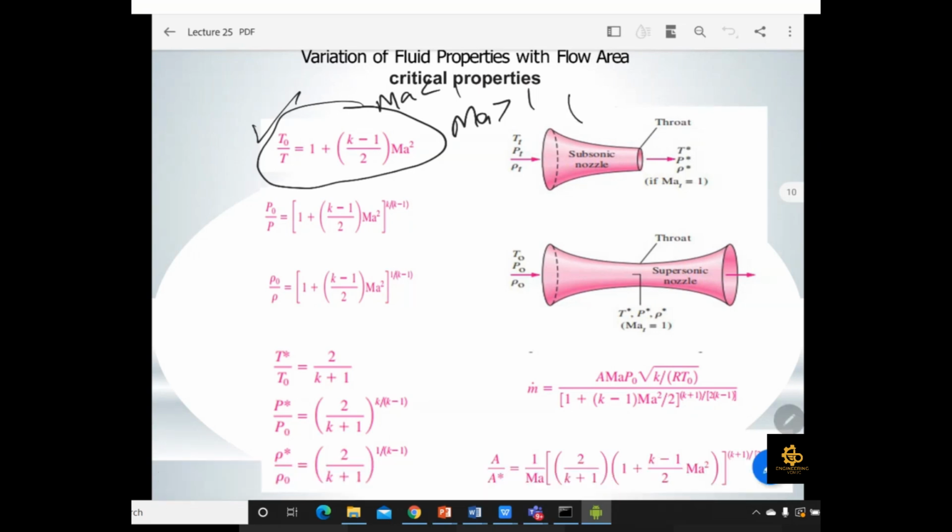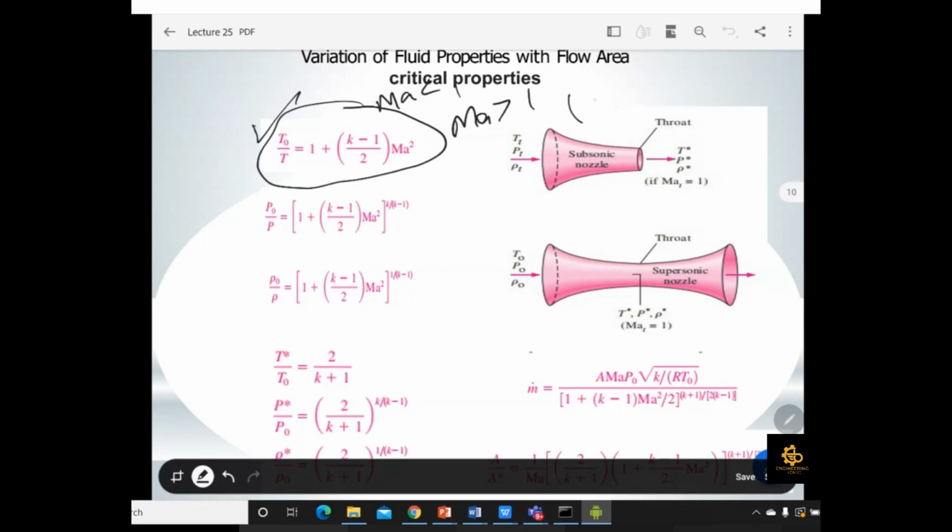So you can just write one statement that the compressibility effects are negligible, and then you can directly apply this equation. So it is acceptable. But if you cannot write that the compressibility effects are negligible and your Mach number is still greater than 1, it means that you're not doing the right thing with the question.